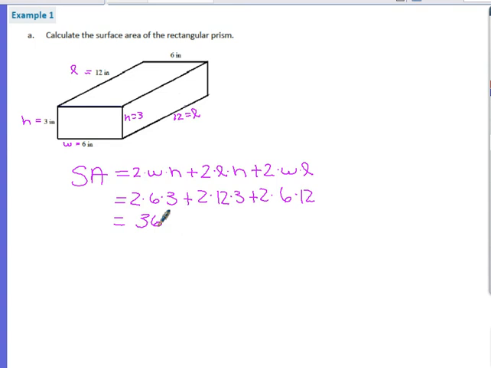2 times 12 times 3 is going to give me 72. And last one is 144. And so when I add all of those together, I get 252. Now the units on this was inches, and it's surface area, and we know that area is 2-dimensional, so that is going to be inches squared.